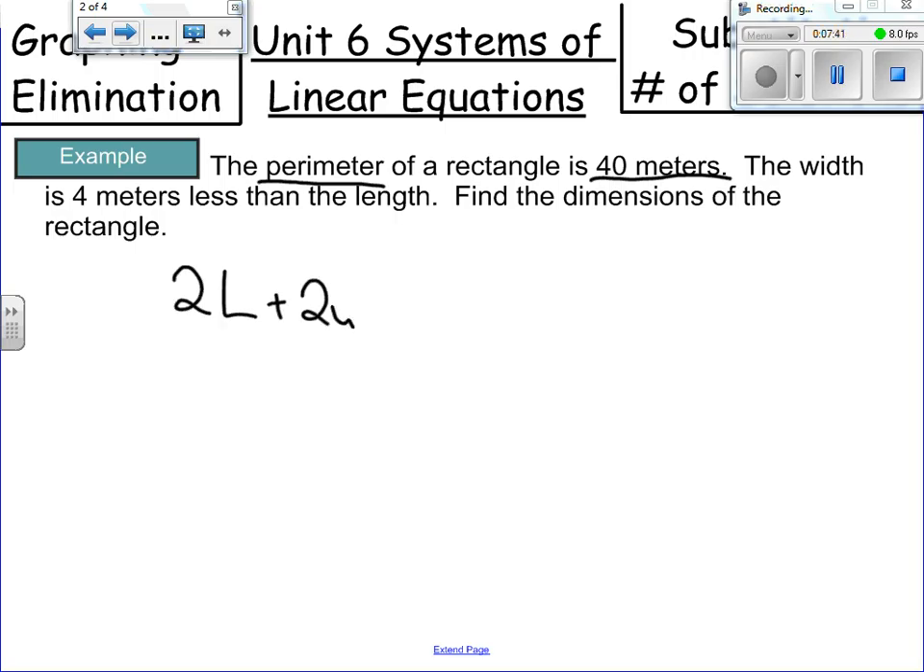And what is the perimeter in this question? 40. So 2 times the length plus 2 times the width gives you perimeter. The question told us that's equal to 40. Any questions on where I got that equation from?